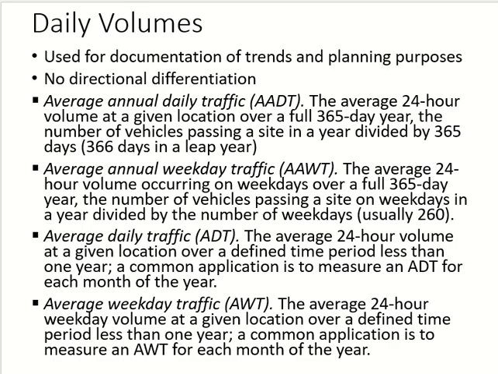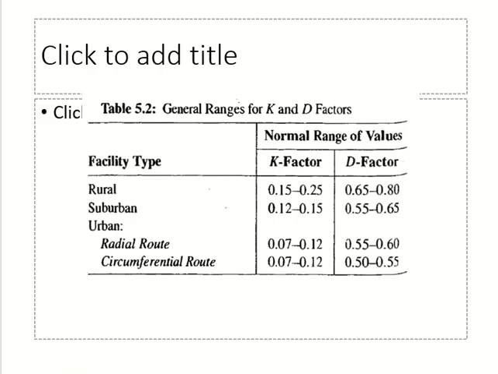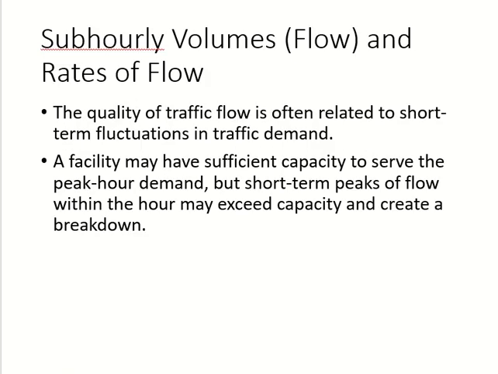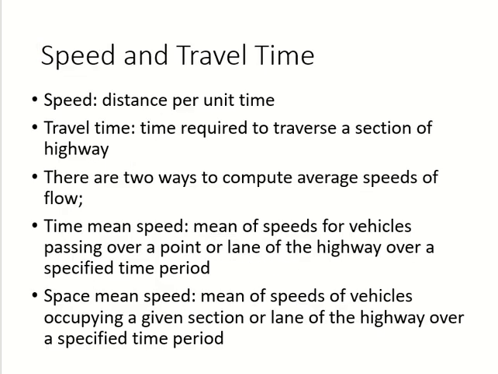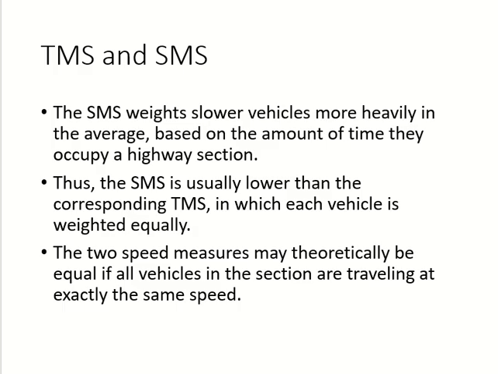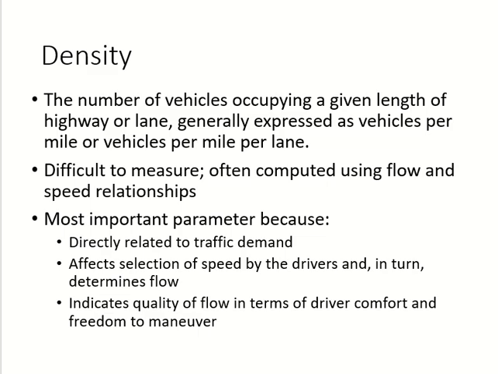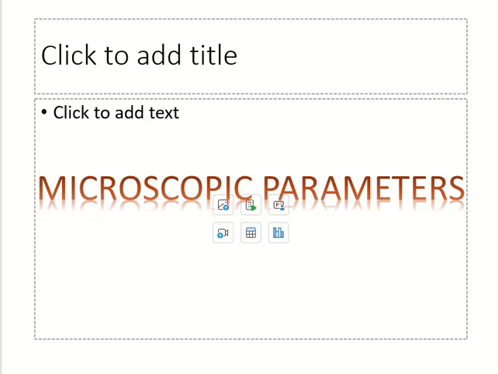Macroscopic has volume, mean speeds and density, and volume is divided into hourly volume, sub-hourly volume, flow rate, and so forth. And speed was divided into 2 types of means: space mean speed and time mean speed. Which one do we normally use for traffic flow analysis? Space mean speed. Then we have the density, and density I told you we cannot get it directly, either we use some equipment or some calculations.